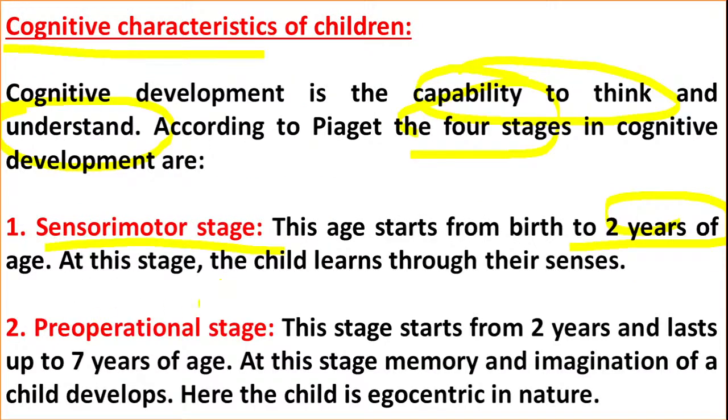At this stage the child learns through their senses. The sensory motor stage starts from birth and lasts till 2 years. And here the children are learning through the senses. The second one is the pre-operational stage. This stage starts from 2 years and lasts up to 7 years. Here the memory and imagination of the child are developing. Here the child is becoming egocentric in nature.